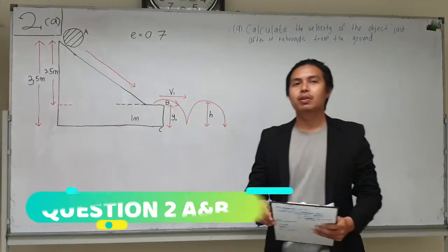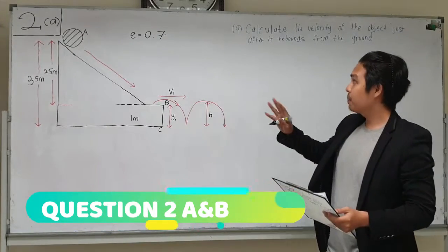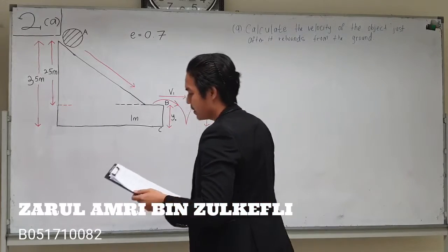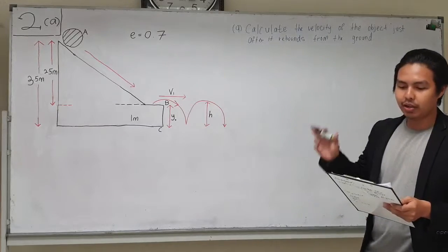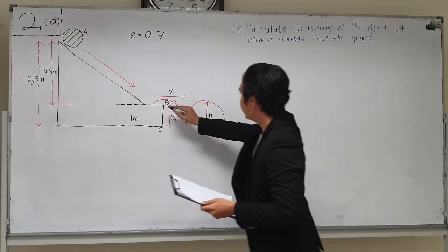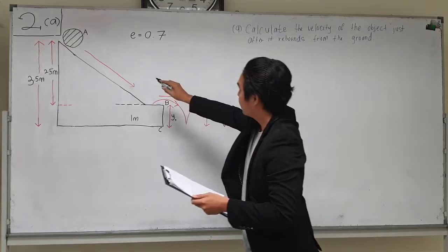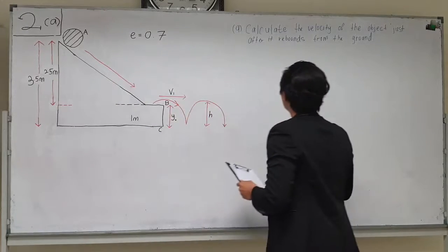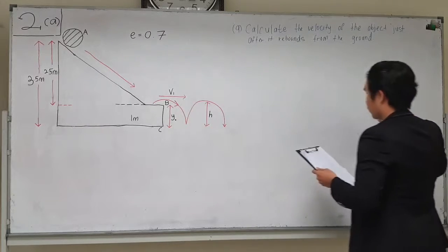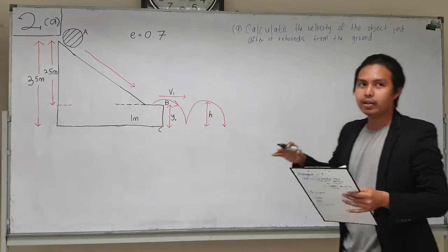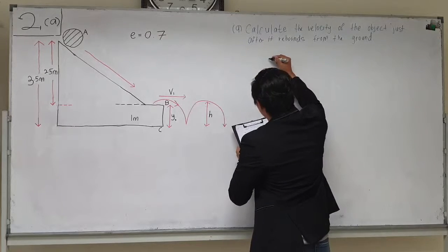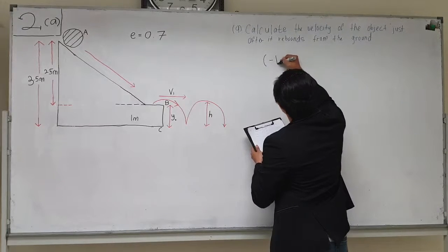Assalamualaikum warahmatullahi wabarakatuh. For my slot, I will explain question number 2. Okay, we go to part A first. This question is to calculate the velocity of the object just after it rebounds from the ground. We can see at this point it rebounds after the object is going down. The first step, we should write down the equation to find the unknown value. The equation is called the vertical motion equation, so I will write it down first.